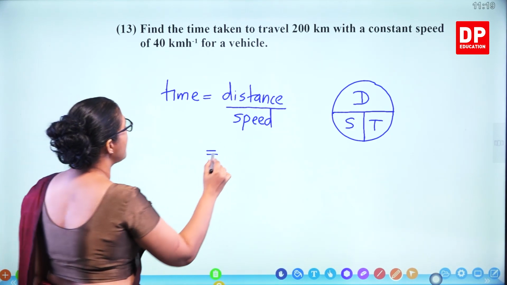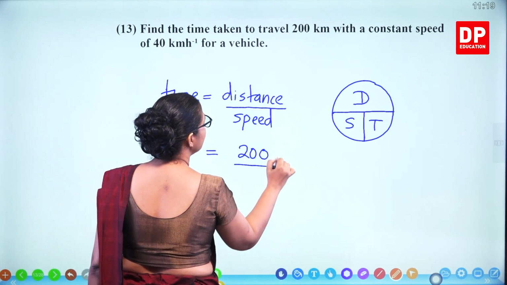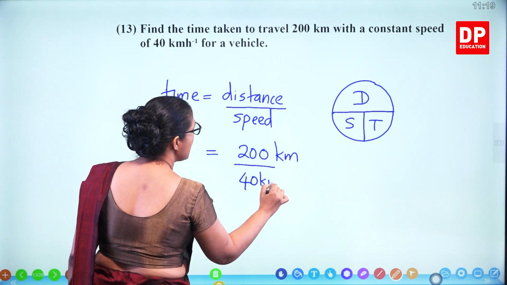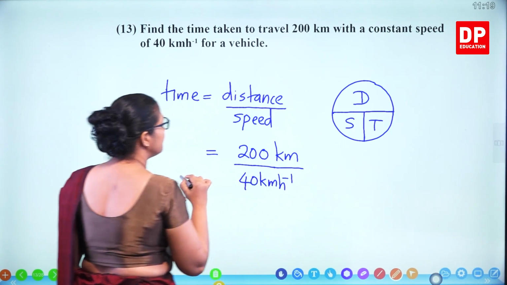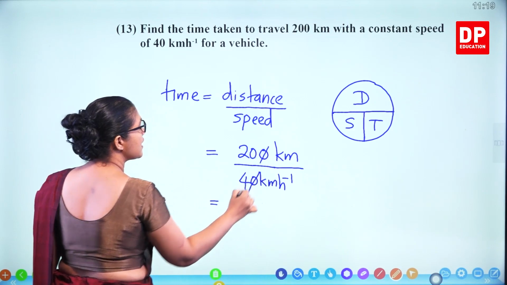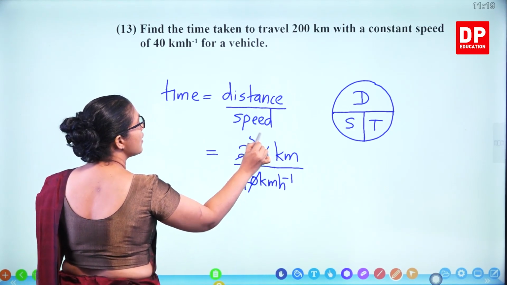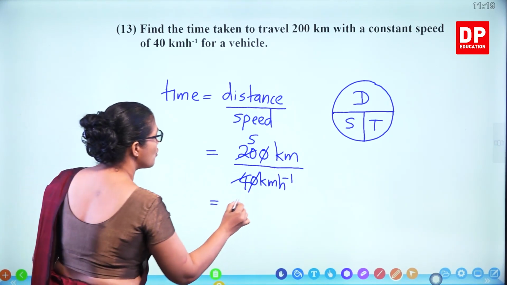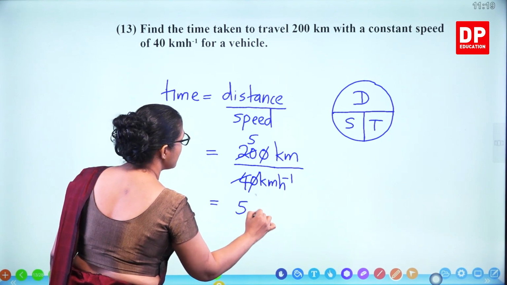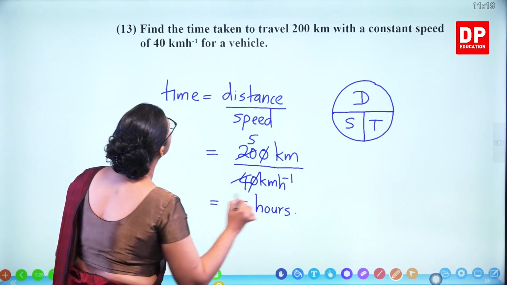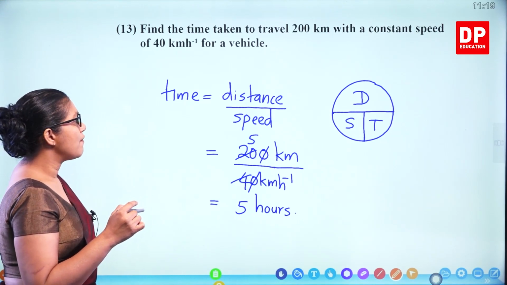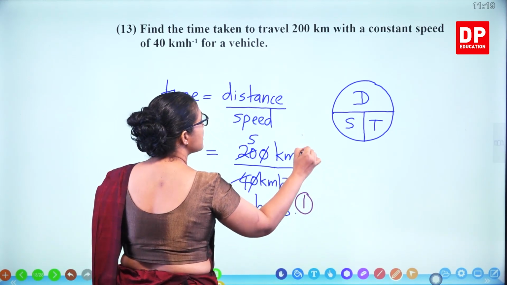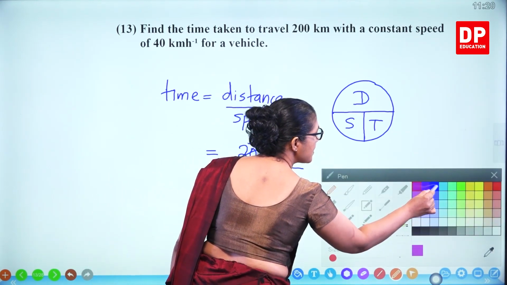Distance is 200 kilometers. Speed is 40 kilometers per hour. So 0, 0 get cancelled out. 4 and this you get 5. So kilometers get cancelled out. So this is in hours. So you get 5 hours. So find the time taken. So 5 hours for that. So 2 marks for this question. So 1 mark for the answer and 1 mark for the method.